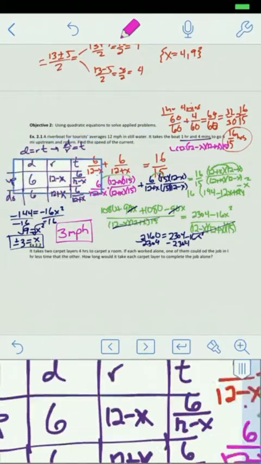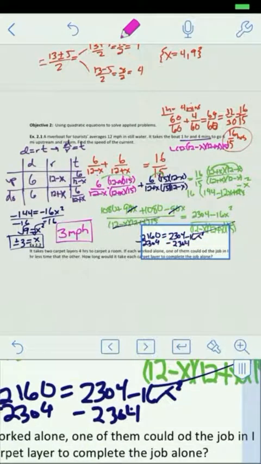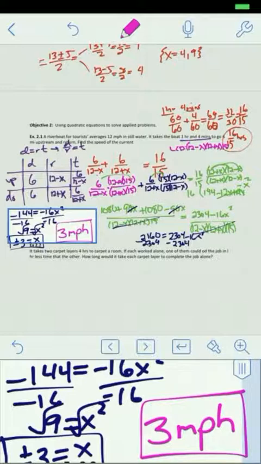Alrighty, this problem should have been super new. The only new part would be getting down to here, right? Once you got here, once you whittled it down to a quadratic, we can use the square root property and figure out that it's 3 miles an hour. Alrighty. Let's try another one.